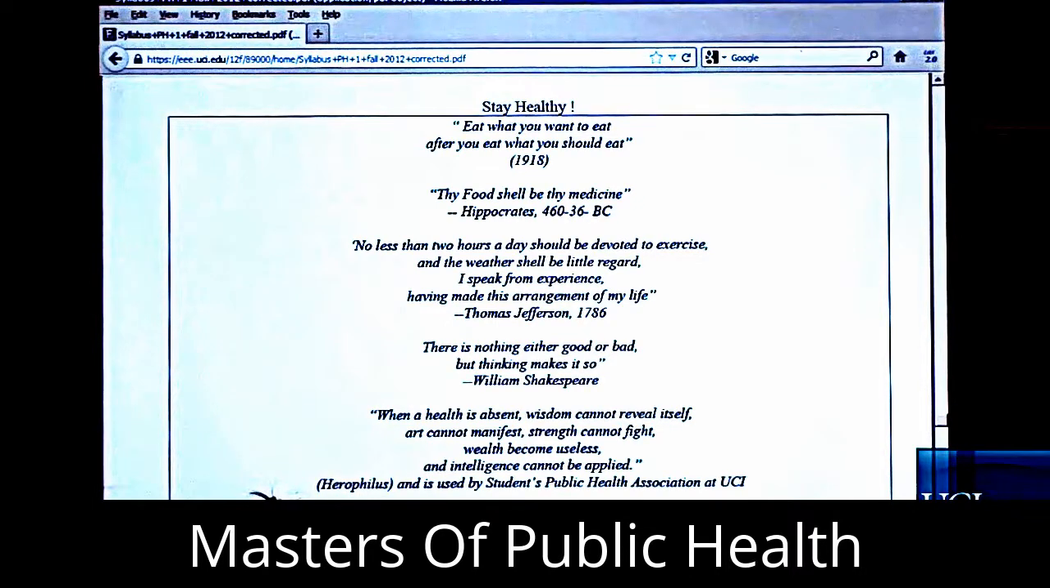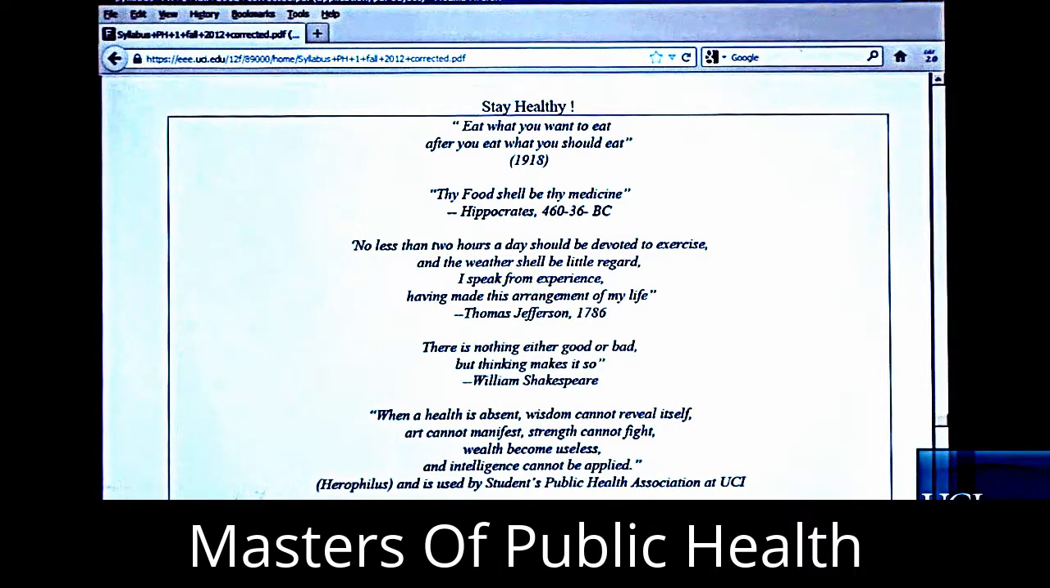I would like to concentrate a little bit on some citations or proverbs about staying healthy. If you read some of them, like the first one, it was anonymous: Eat what you want to eat after you eat what you should eat. Do you think it's true? Just a basic proverb like that, if the public were following it, we probably would decrease the problem with obesity and diabetes.